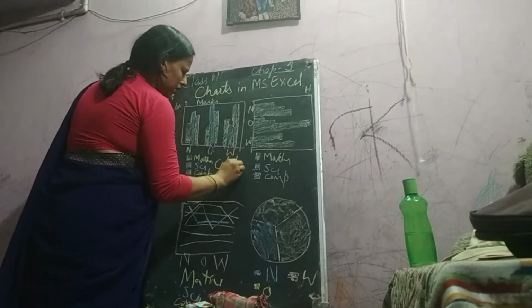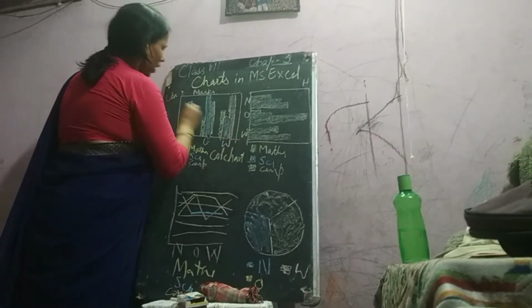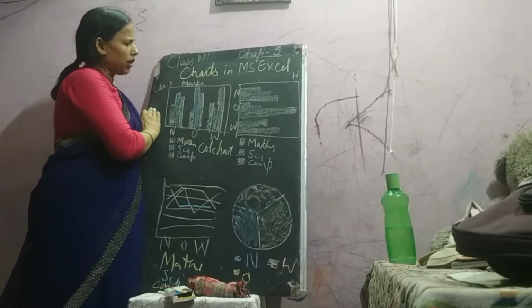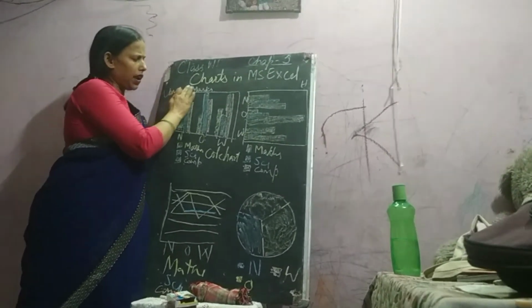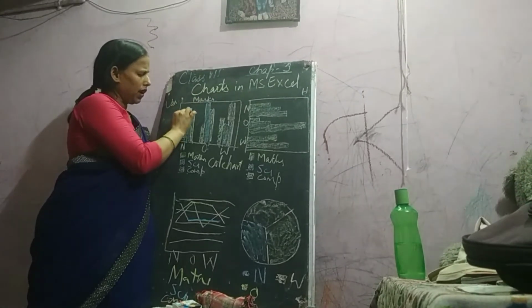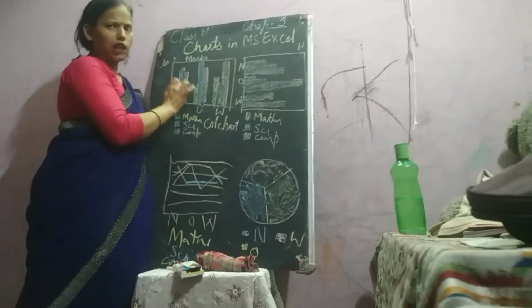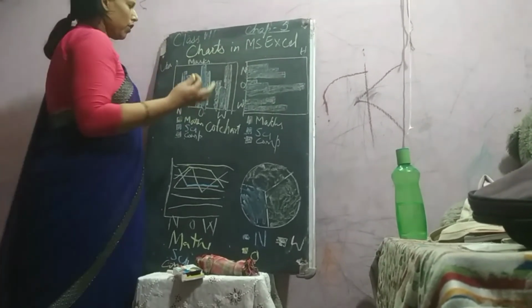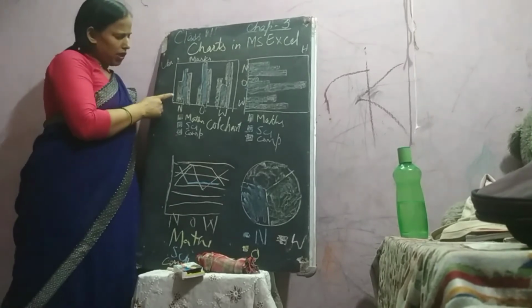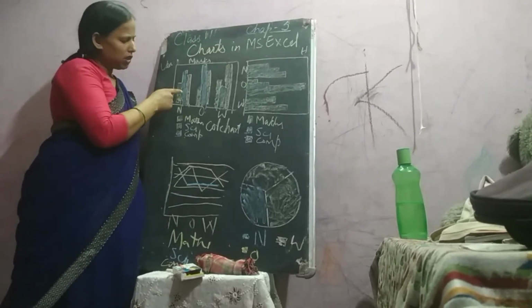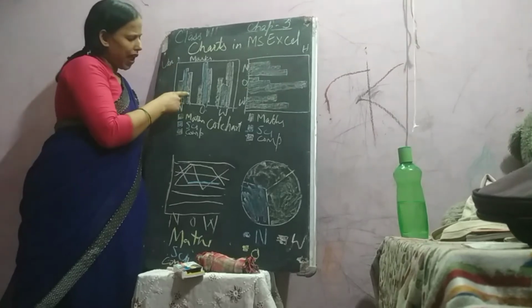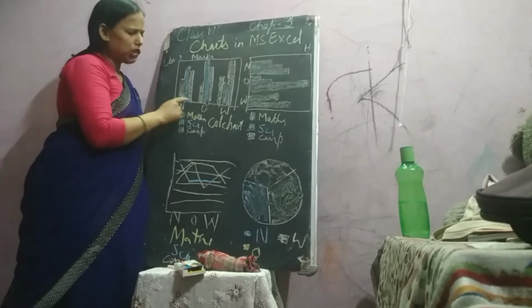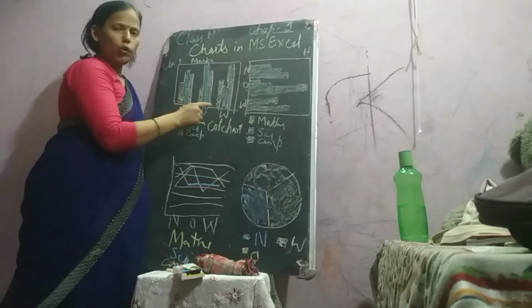The very first one is column chart. Now, what is column chart? This column chart will indicate the data in vertical lines. These all are standing lines. It is used to compare the data. For example, you can see this yellow color indicates maths, this blue color indicates science, and this skin color indicates computer. I have taken three students' marks.